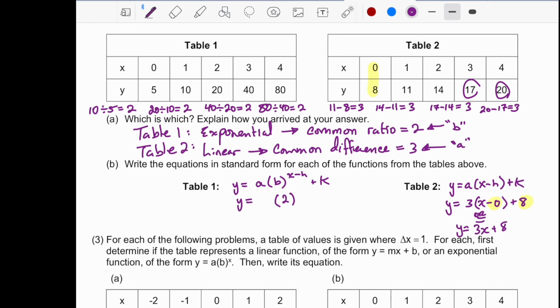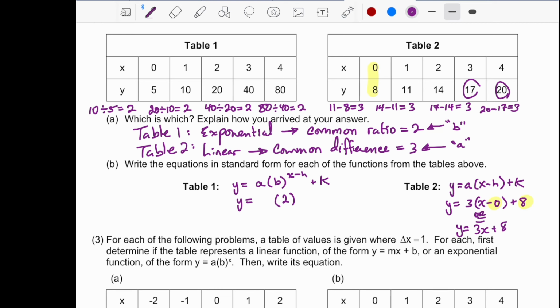Now, for the exponential one, the a value is going to be pretty easy, but the h and k could be a little tricky. All right. If there is a common ratio between y values, then there is no translation. There's no horizontal or vertical translation.